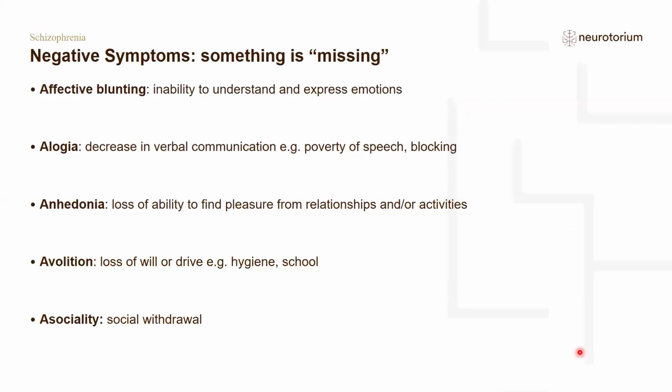So I earlier talked about negative symptoms, and they are called negative symptoms because they involve the loss or reduction of normal functions such as motivation, speech, or emotional expression. So you have affective blunting, alogia, that is decreased speech, and anhedonia, loss of the ability to find pleasure from relationships or activities. Now, we need to be very careful with anhedonia.